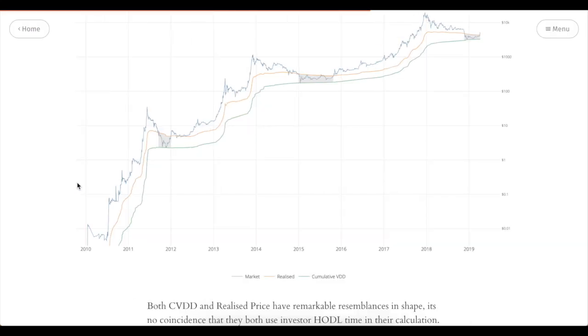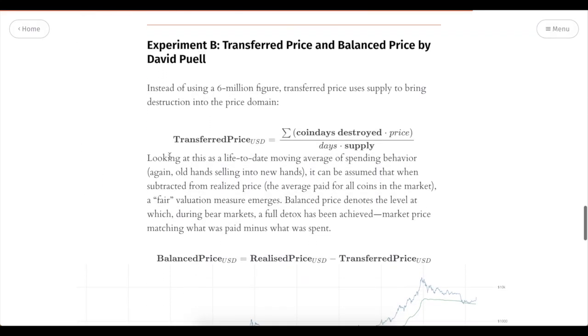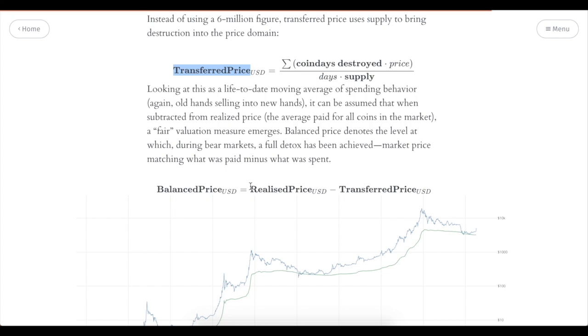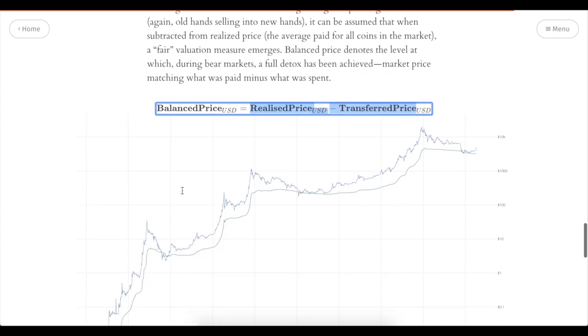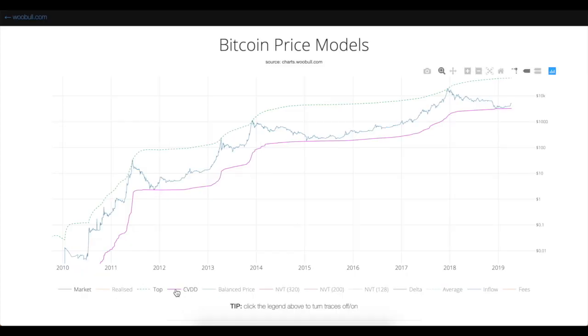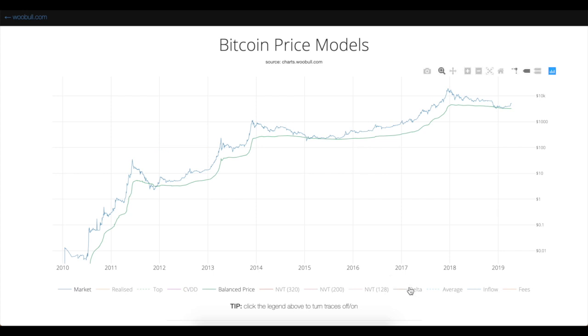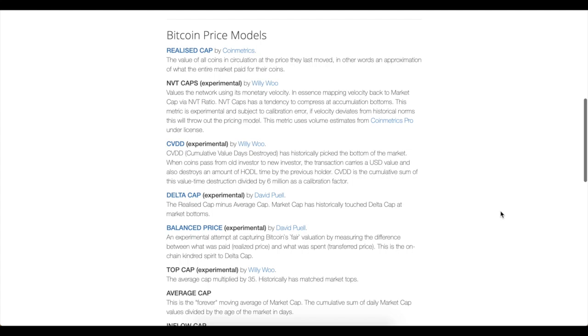So very promising. In addition to that, they introduced another metric called transferred price, and this is pretty much the same as CVDD, but instead of the coefficient of 6 million, they use the supply of the coins here. And then they take the delta between the realized price and transferred price, call it balanced price, and plot it like this. So in fact, if you compare the balanced price with the delta, you will see that they're very similar on the plot. And if you remember, delta here is realized cap minus average cap.